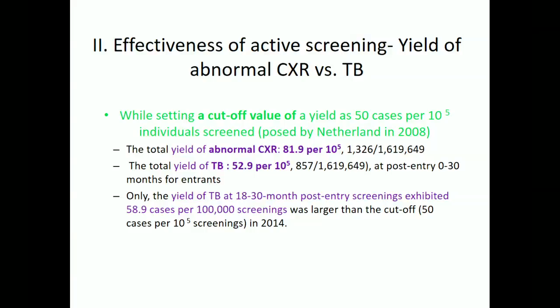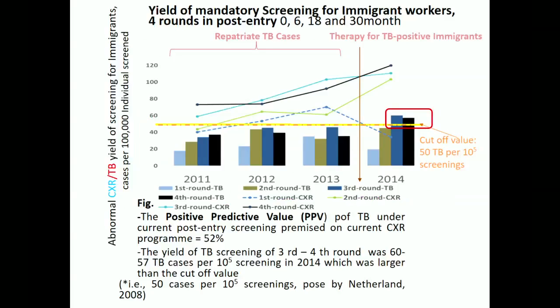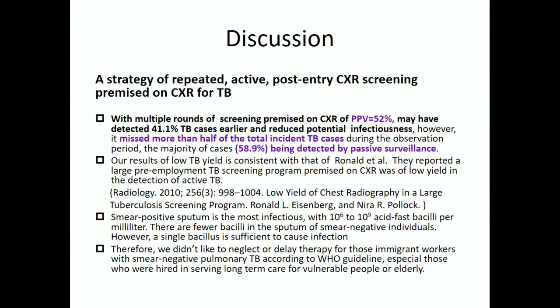In terms of the effectiveness of active screening, this figure shows each year's fluctuation by screening round, and we can see that only in 2014, in the 3rd round and the 4th round, the TB cases found were larger than the cutoff value, and the positive predictive value is about 52.